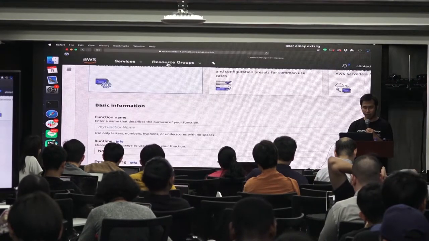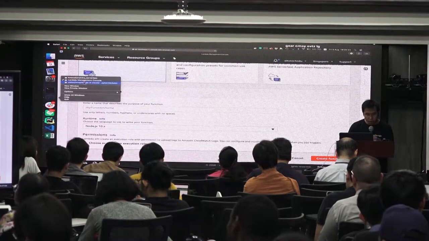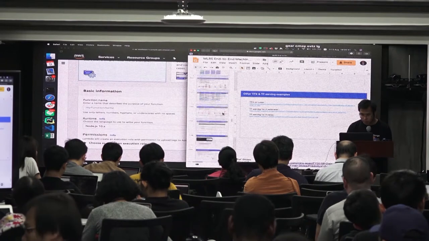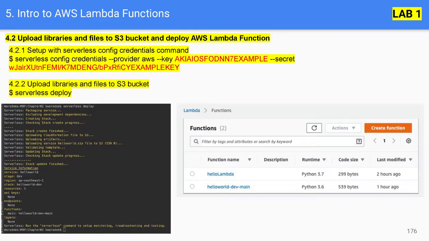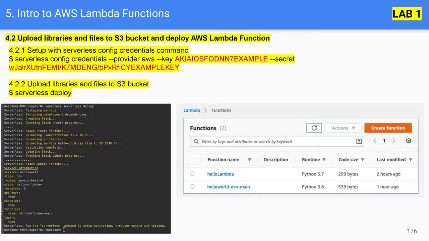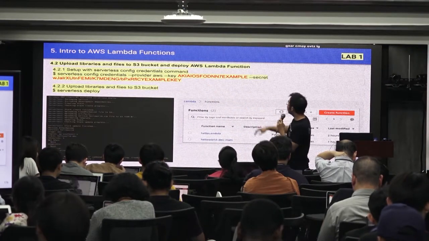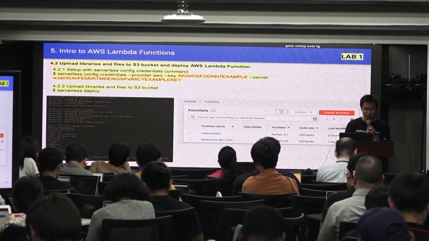One thing you have to do, if you remember the slide, before we deploy, just go back to the slide. We are at slide number 176. Okay, one thing. Copy this one. Before you can deploy any serverless function, you have code, but you have to configure it. You call serverless config credentials, and then you provide your AWS key and your secret. That's it. One time, just one time. After that, serverless deploy, and then we can look at our TensorFlow code.